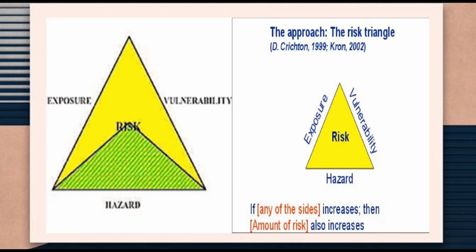So to start with, let's have the risk triangle first. This one is the graphical representation of the factors of risk. Risk has 3 factors: the vulnerability, the hazard, and then the exposure. These 3 factors comprise the risk.